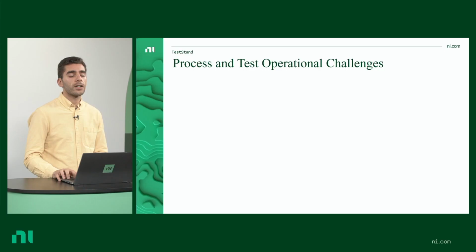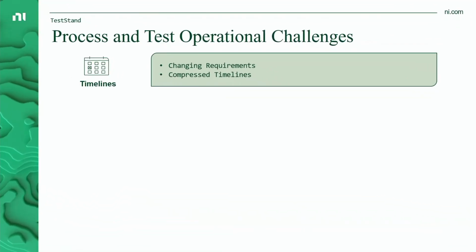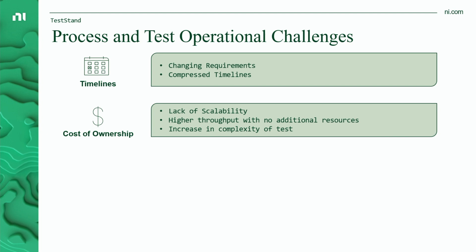I've spoken to a number of engineers about the challenges that they face in their test process, and this usually is in 4 main categories. The first is time. Time is always a pressure for test engineers. This can come about through changing requirements, compressed timelines and wanting to bring products to market faster, etc. With TestStand, you can make sure that you can adapt effectively and efficiently to changing requirements to meet those time constraints.